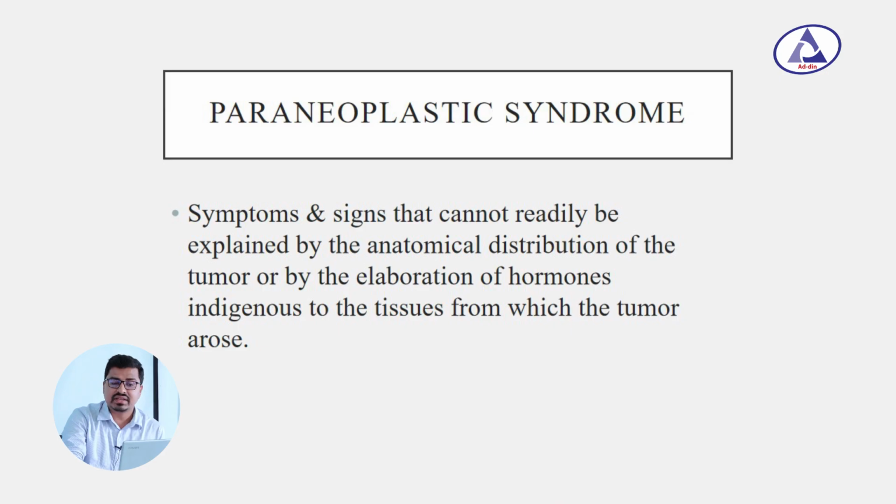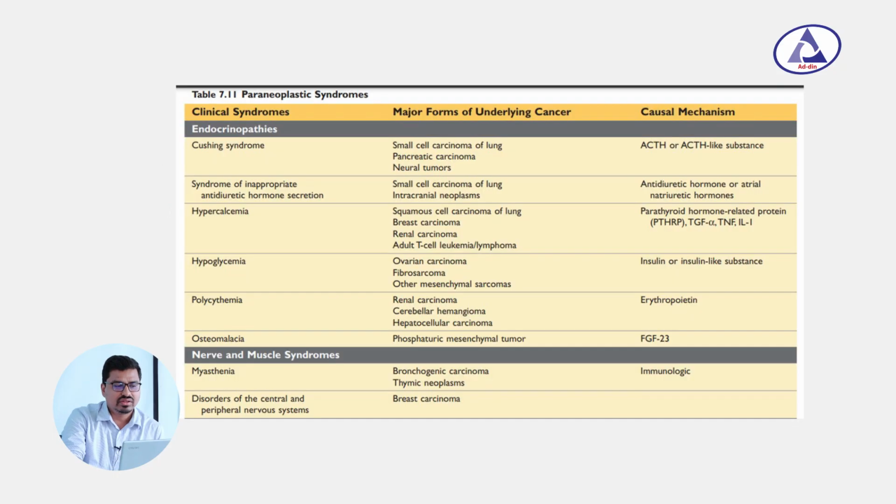Now, paraneoplastic syndrome: symptoms and signs that cannot readily be explained by the anatomical distribution of the tumor or by the elaboration of hormones indigenous to the tissue from which the tumor arose. This box is collected from Robbins pathology.